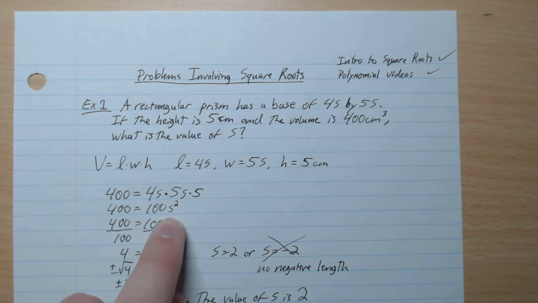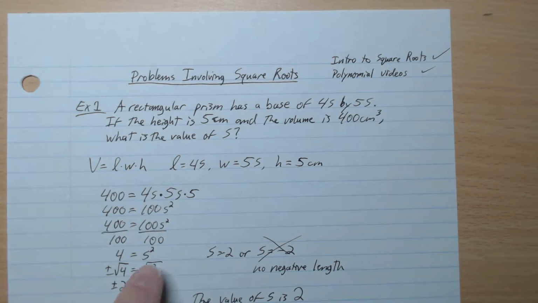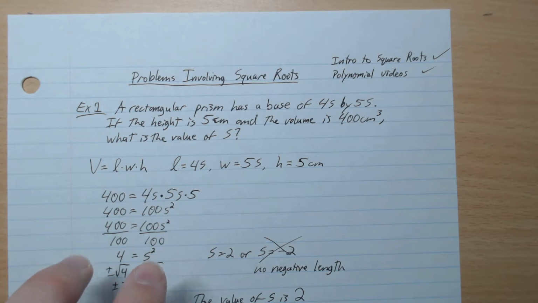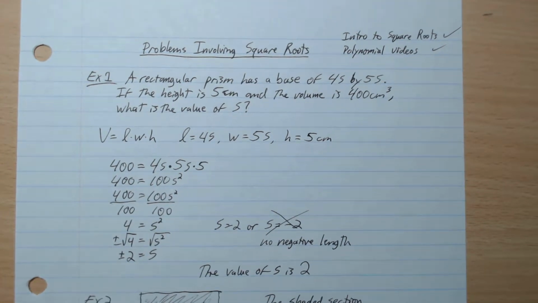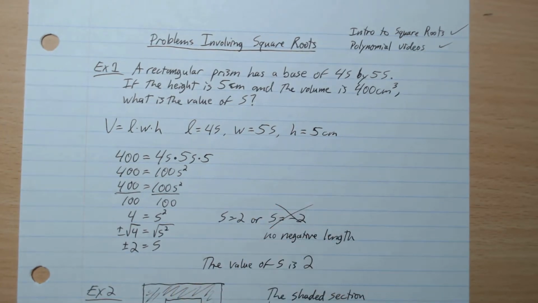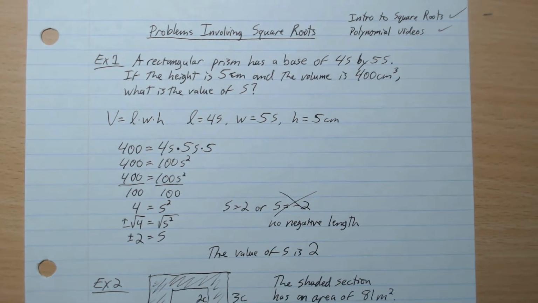That gives 400 equals 100s squared. Divide by 100 on both sides, s squared equals 4. Square root both sides, and so we get s equals plus or minus 2. And now we know that s cannot be a negative length, so we reject that answer, and so the value of s is 2.